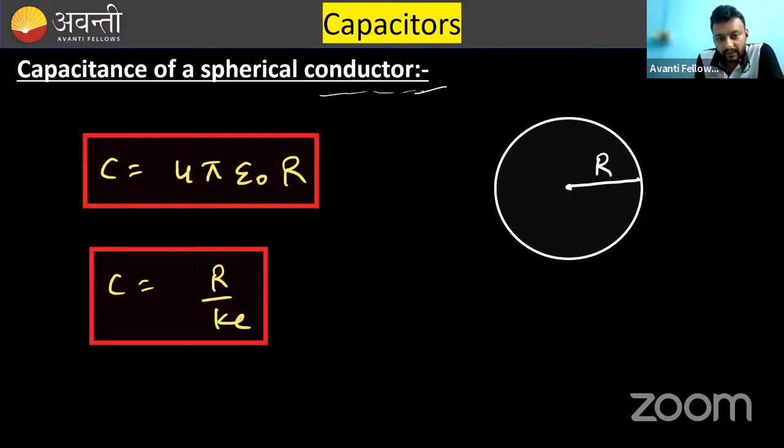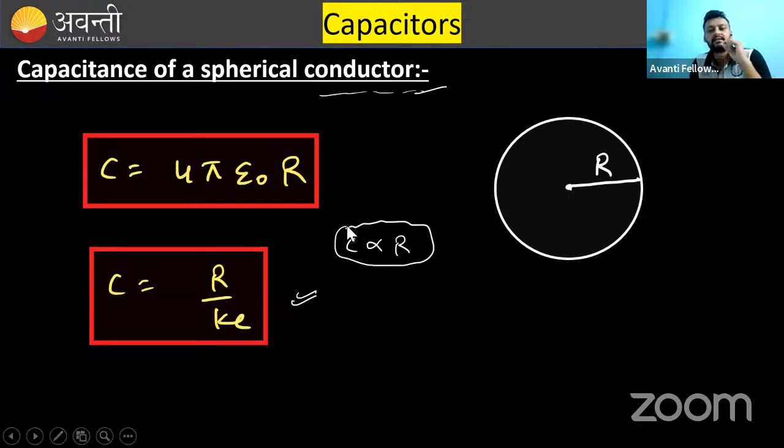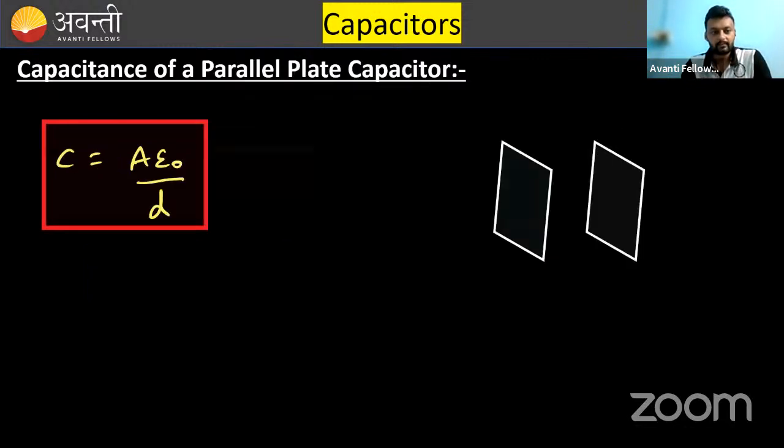Or you can also write 4 pi epsilon naught as 1 by Ke, so it becomes R by Ke. That means C is directly proportional to R. Capacitance is directly proportional to R. Another thing that you can say here is that capacitance is a property of size and shape. It depends on size and shape and does not depend on charge and potential. Is it clear? Okay. Moving further.